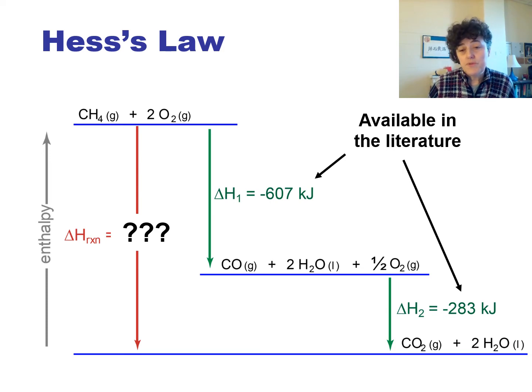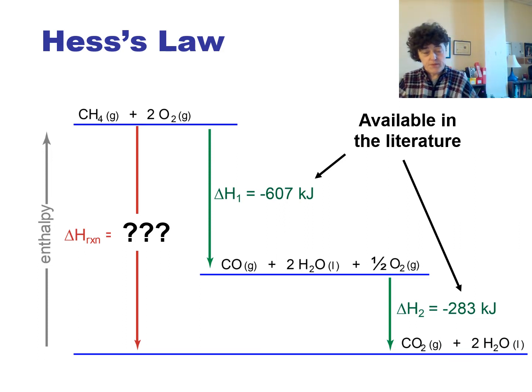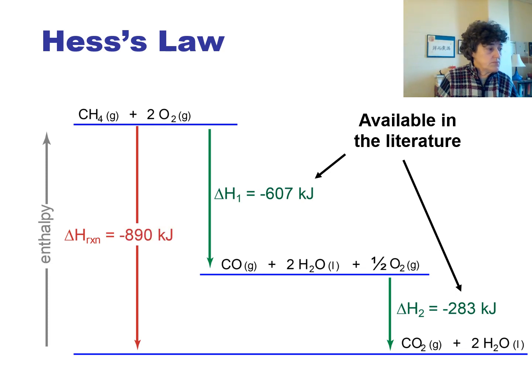And so what you have to do is try to put together an alternate path. For example, you could think of burning methane and oxygen to carbon monoxide and water, and then proceed further to CO2 and water. So the sum of the enthalpy involved in those two steps would be equal to the value we are looking for. In this way, we can calculate that the enthalpy of the reaction is negative 890 kilojoules. That makes sense because burning stuff is typically an exothermic process, right? So we are looking for a negative value.